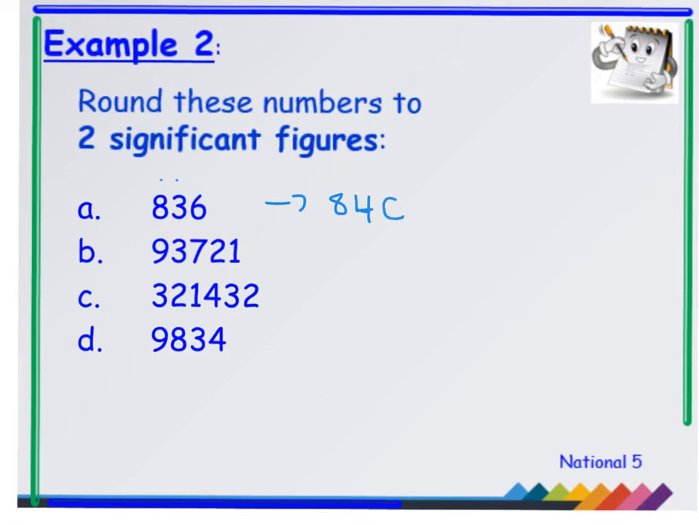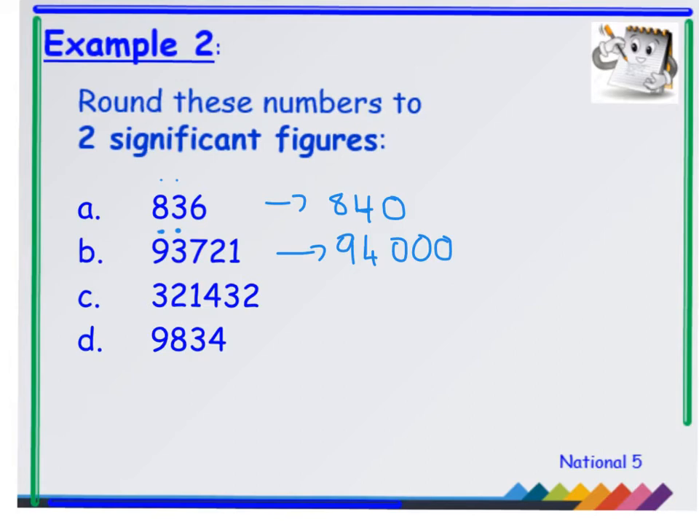We have to turn that 6 into a 0 to keep the place value the same. Your number started as 800 and something. It can't suddenly just become 84. So we have to add zeros at the end to keep the place value. My next one, to 2 significant figures, starting from the left, I'm going to count the first 2 digits. I've got a 9 and a 3. Look at your next number, it's a 7. So a 7 goes up again. So that 3 goes up again to a 4. So we've got 9, 4. Now to keep the place value, this was 94,000, so we have to add 3 more zeros onto our number.